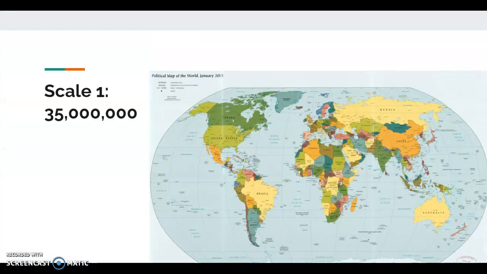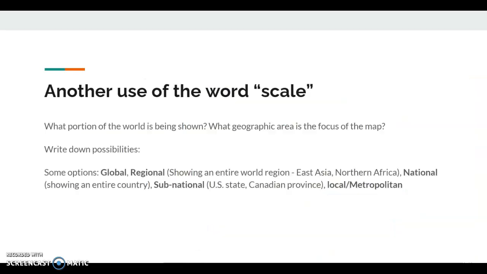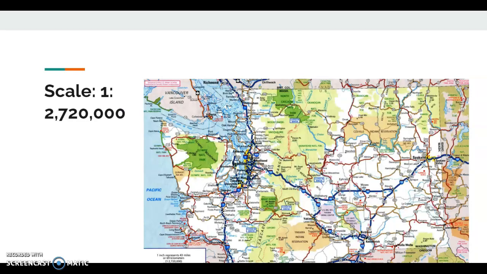And similarly here, we see a proportion, so 1 to 35 million, if we're comparing it to the actual size of Earth. And then we see that zoomed in. So as we zoom in, the scale itself changes. And you can see another variation of this at the bottom where it says 1 inch equals 43 miles, giving us a reference point for distance. All right, so that is one way in which we use the term scale.